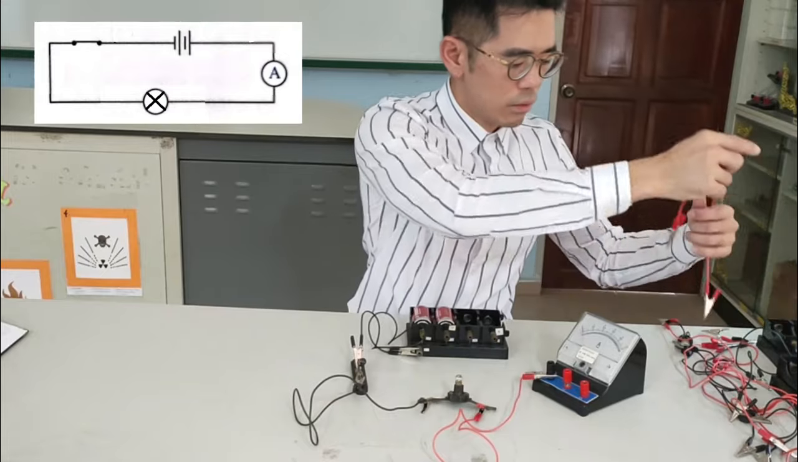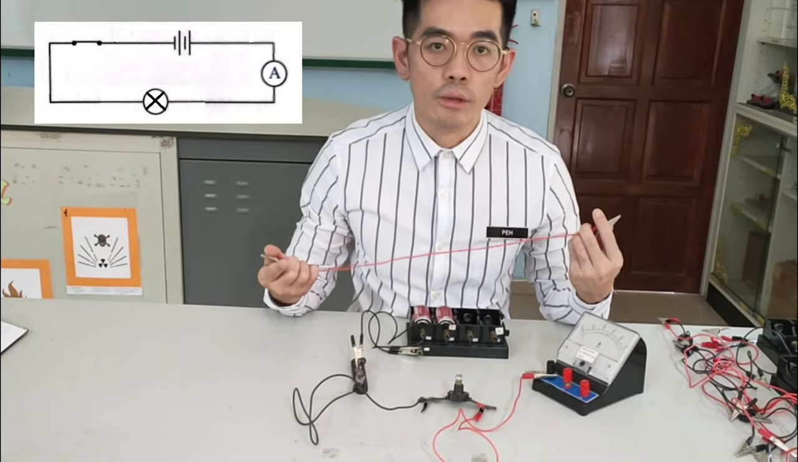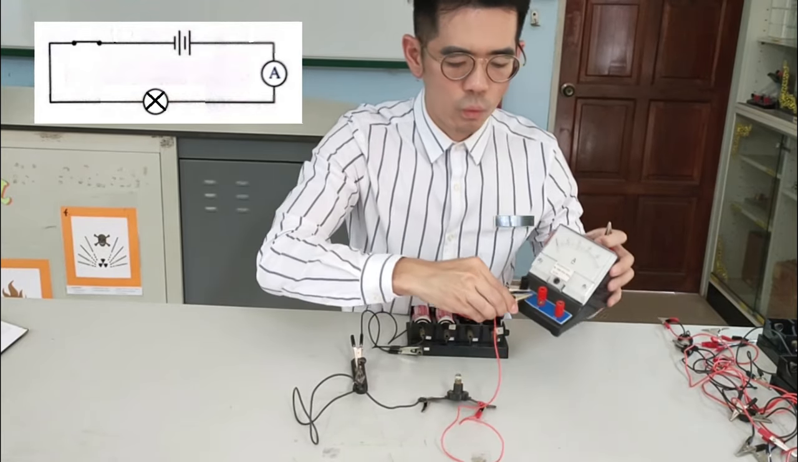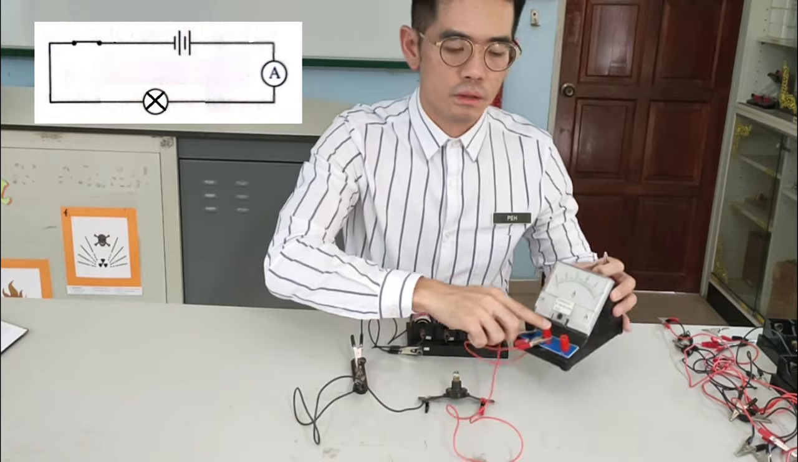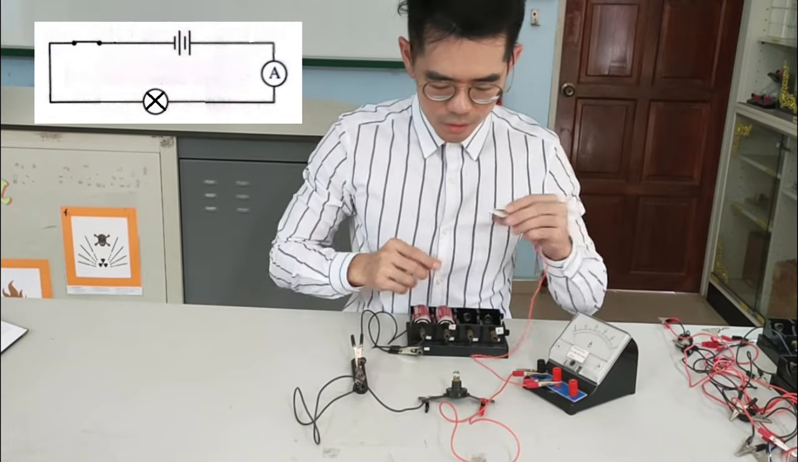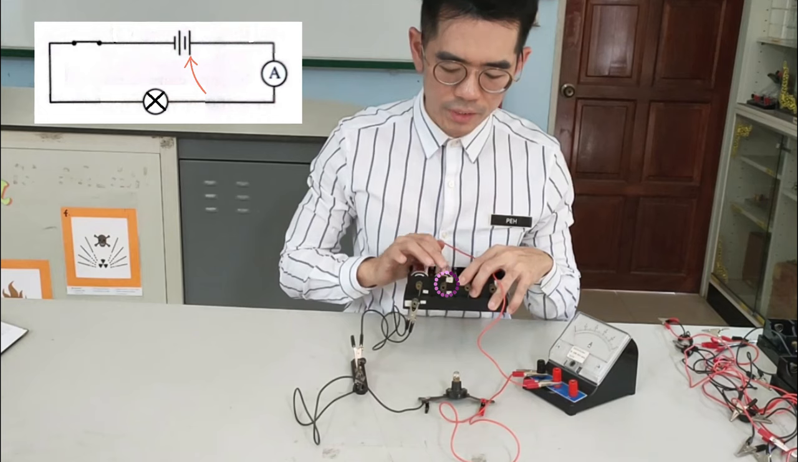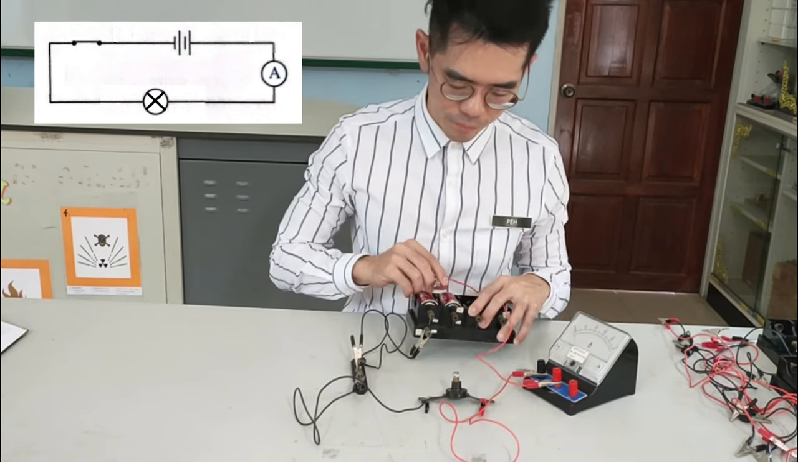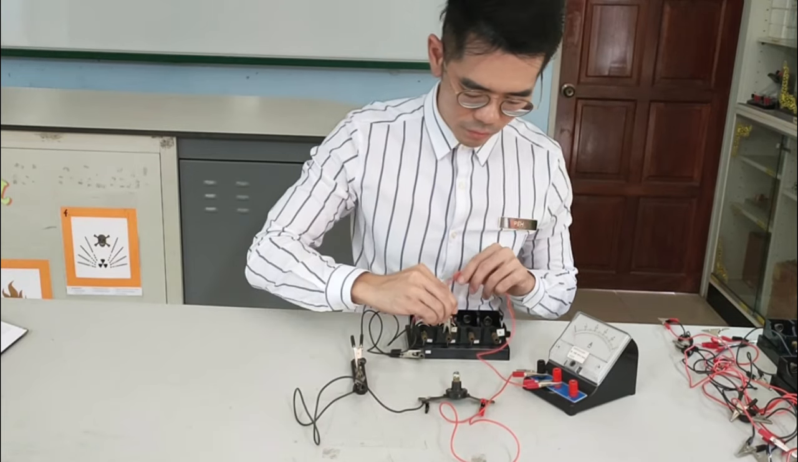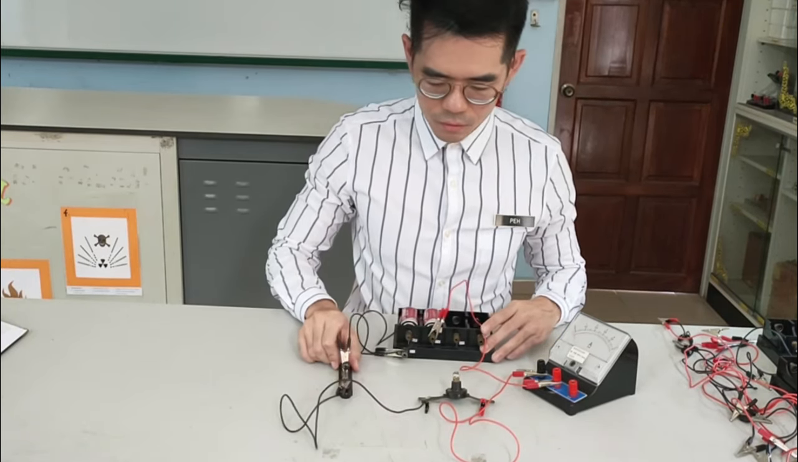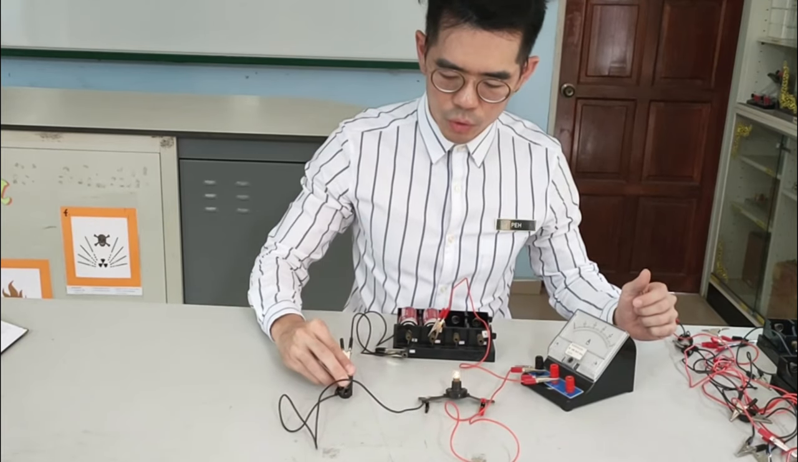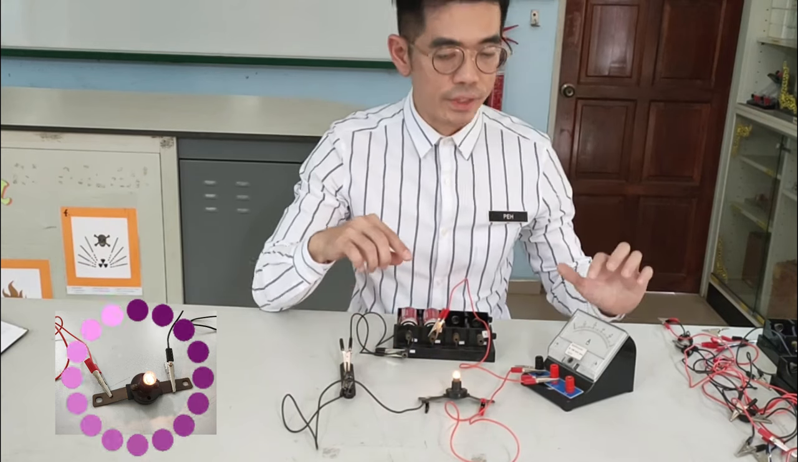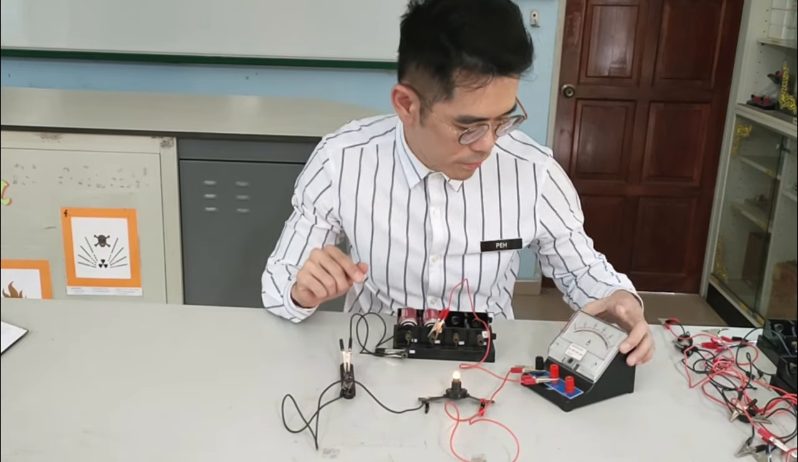The next step is connecting the positive terminal of the ammeter at 1 ampere to the positive terminal of the dry cell, which is at the second button at the top here. Okay, so you can close your switch. You can see the bulb is lit up, and we have the reading of the ammeter.